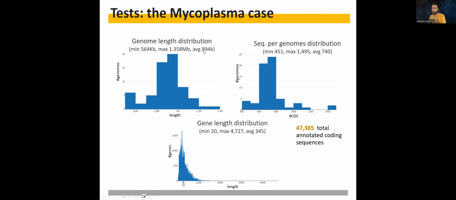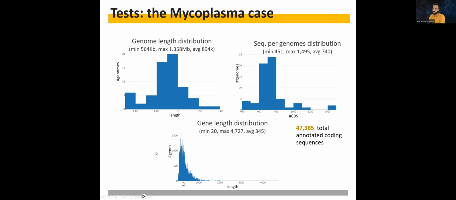The average is 894 kilobases. The number of coding sequences for each genome, so how many coding sequences we have for each genome, and on average we have 740 coding sequences for each genome.